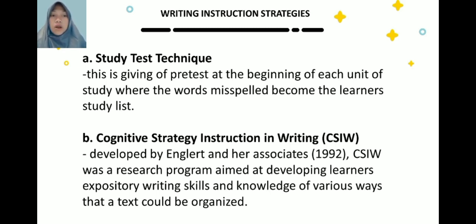Second, cognitive strategy instruction in writing. The cognitive strategy instruction in writing was developed by Englert and her associates in 1992. It was a research program aimed at developing learners' expository writing skills and knowledge of the various ways that a text could be organized.